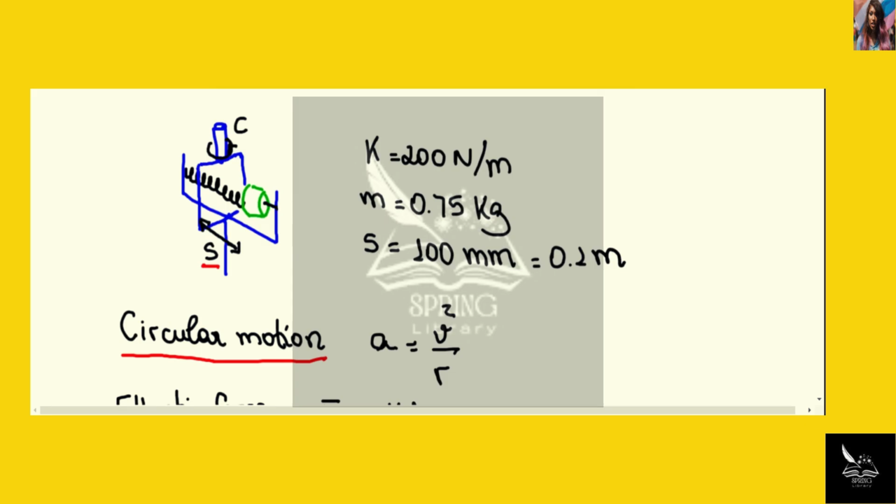And we want this to happen using a certain speed that's given to the whole system that makes the system rotate. Our goal is to find what should be the speed of the collar in this rotation so that s is equal to 0.1 meters.